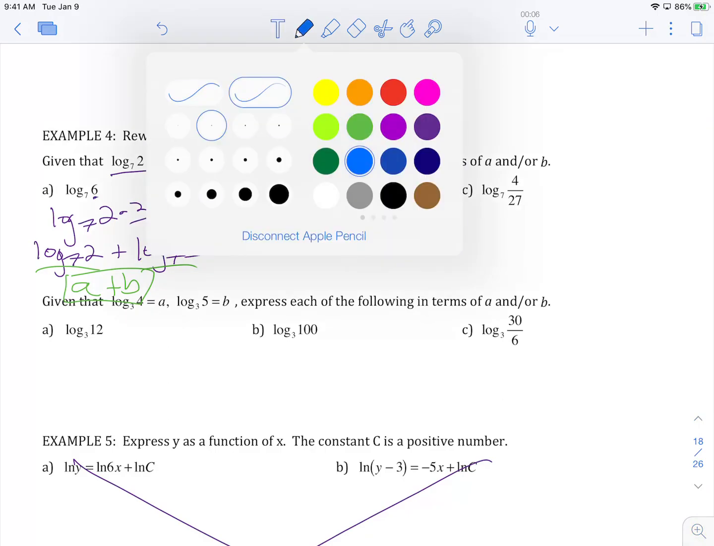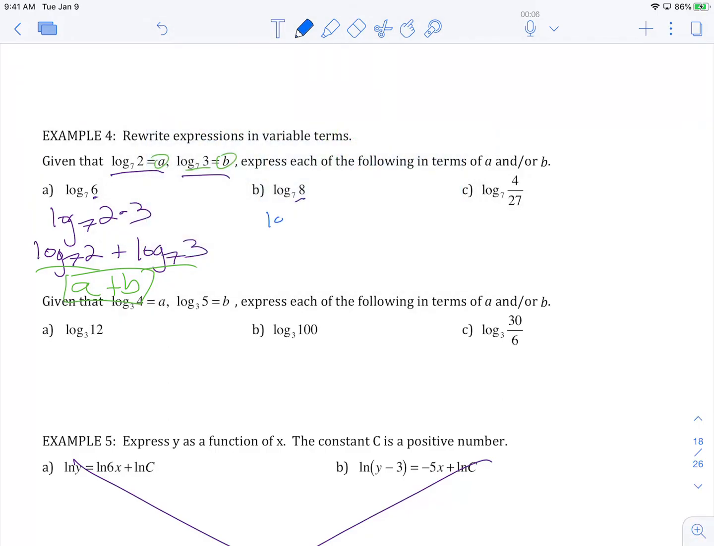Okay? All right, over here, 8 is the same thing as saying 2 to the third power. So again, log base 7 of 2, I already have a definition. That's just A, but actually, you kind of want to move this exponent in front, right? So now I'm going to write this 3 in front. So this is 3 times log base 7 of 2, and this then becomes A. So this is 3A.